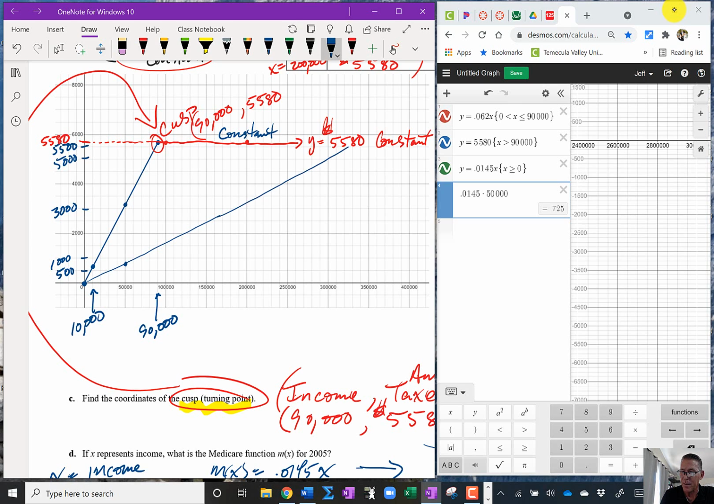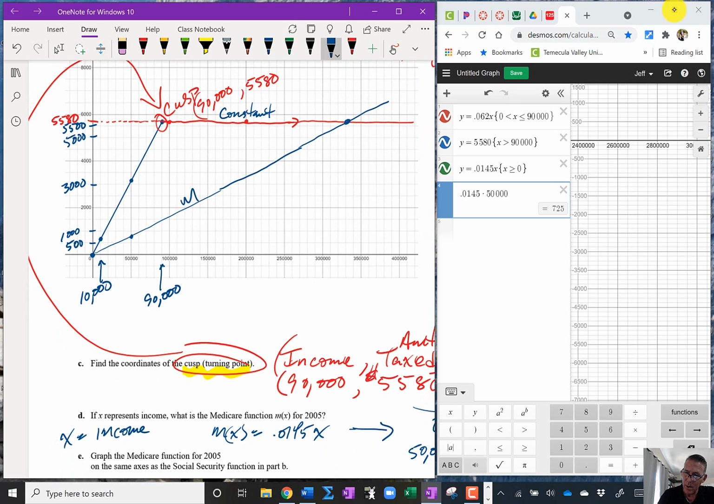Okay, pretty sure. Let me look at the graph here. So let's go back to the graph. Holy cow, I kind of slid over a little bit. Here we go. All right, so where are they equal?